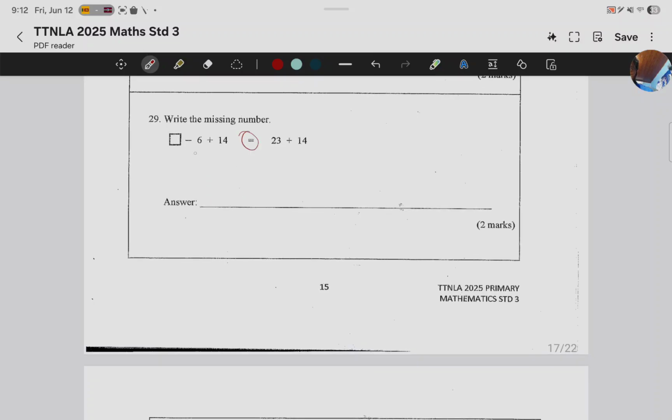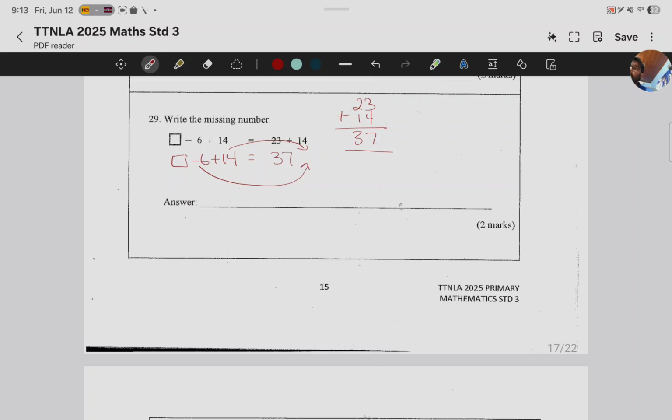Write the missing number. This equal sign means that whatever is on this side is the same as whatever is on that side. Alright, so let's solve for this here first. So 23 plus 14 is equal to 37. So here is equal to 37. So we have some number, take away 6, add 14 is equal to 37. So all we need to do is to group all the numbers on one side and all the unknown things on one side. So we could carry across these here.